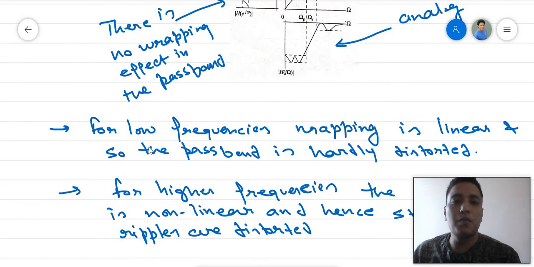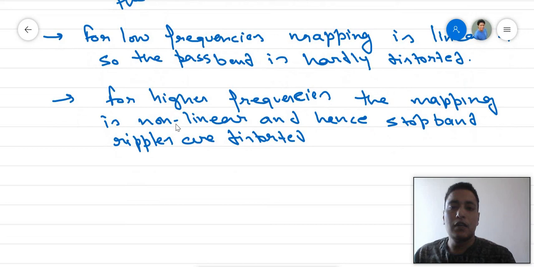The magnitude response can be concluded as: for low frequencies, the wrapping effect is linear and so the passband is hardly distorted. For higher frequencies, the mapping is non-linear and hence stop band ripples are distorted. Next, we will see the phase response.